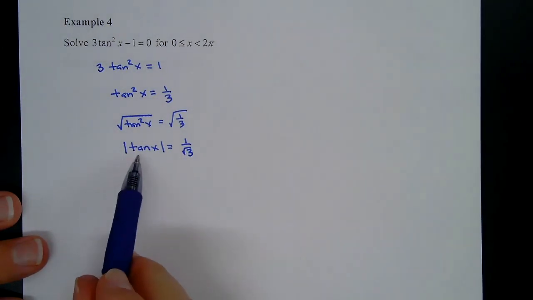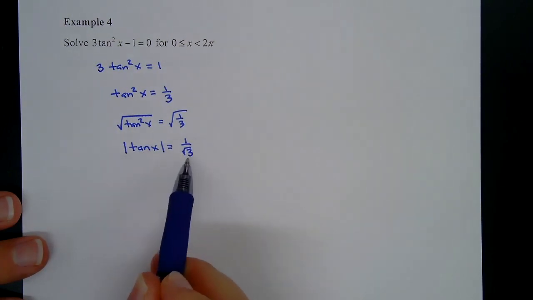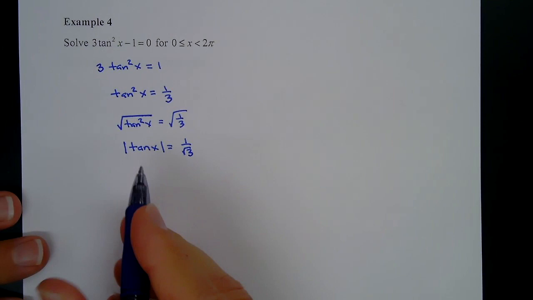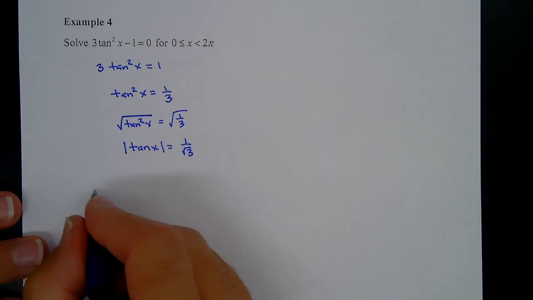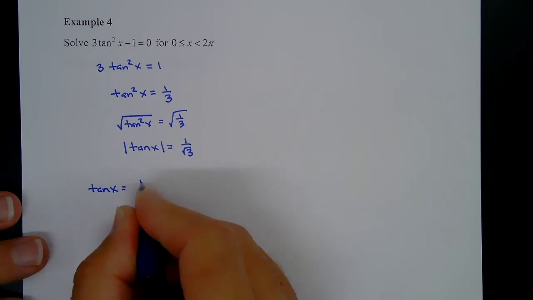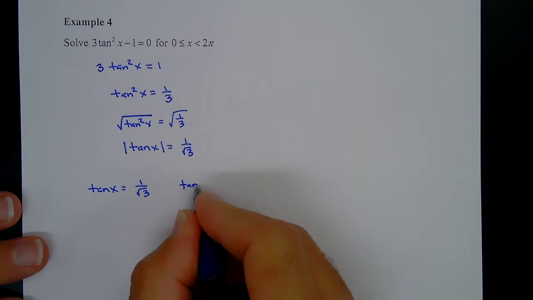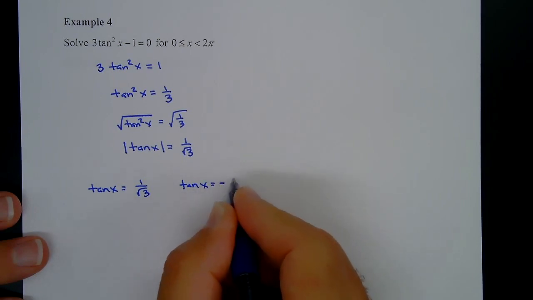Now, what could this in here be to get a positive 1 over the square root of 3? Because remember, absolute value is distance. So this tan x could either be 1 over the square root of 3, or tan x could equal negative 1 over the square root of 3.